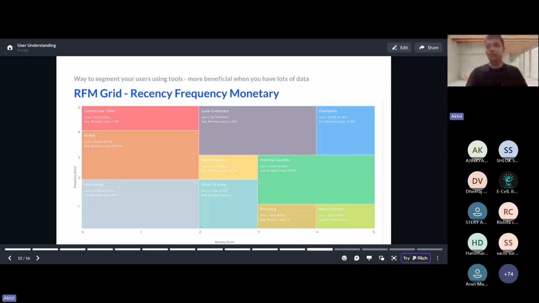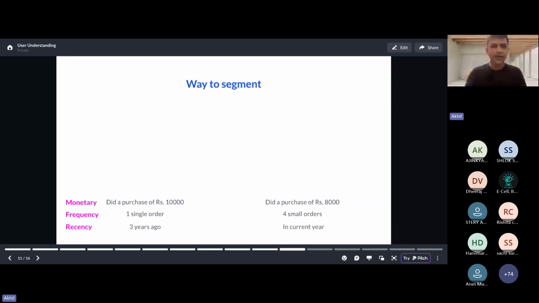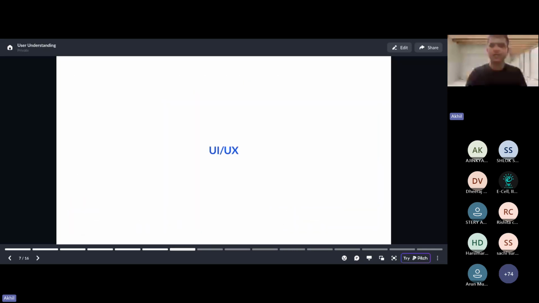So folks, this was a short session on user understanding. Now I will shift to cover a little bit of user interface and user experience, right? So yeah, we can go to that, and I can take questions if there are any. I can take quickly one question.